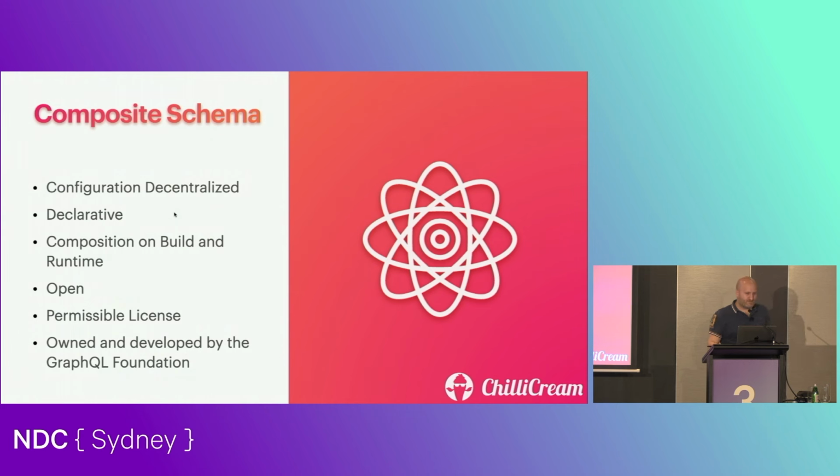Okay, let's talk a bit about the key things that we have in the composite schema specification. The configuration is decentralized, and what that means is your subgraph is the configuration. And that's actually what I did there. I changed something in the subgraph and it changed the overall graph.